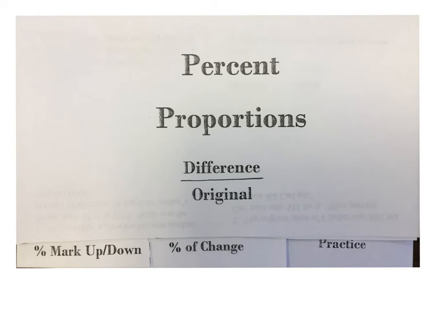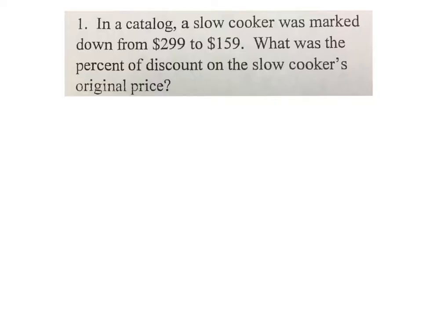Okay, this is the beginning of this foldable, and we're going to do first percent markup and markdown, meaning how much is it increasing? So if I go to a store and it says 30% off, we're calculating that 30% using the prices. Okay, in a catalog, the slow cooker is marked for $2.99 and went down to $1.59. What is the percent of discount?